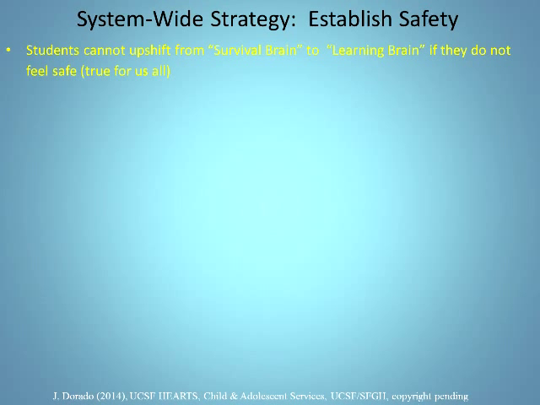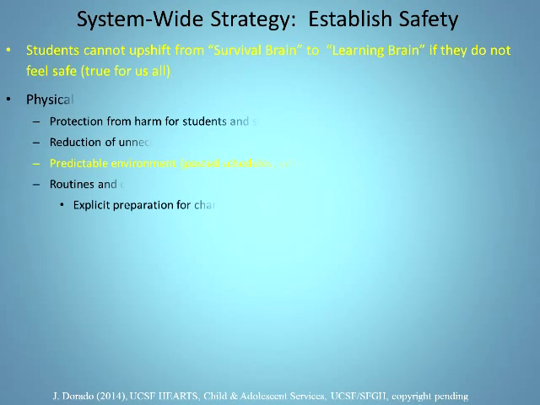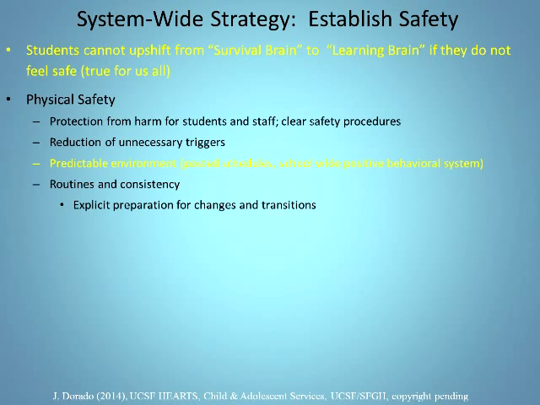So what we know is that students cannot upshift from survival brain to learning brain if they don't feel safe, and that's really true for all of us. So physical safety is around really protecting kids from harm. Jane mentioned bullying, those kinds of things, abuses of power need to be addressed. If a kid is being hurt at home, there needs to be ways to protect that kid. Clear safety procedures that everybody knows if there's some sort of lockdown, a reduction of unnecessary triggers, and even something as simple as keeping posted schedules, having a school-wide positive behavior support system so that the environment is predictable, not just in kindergarten, but all the way through high school. Because those kinds of routines and consistency and then explicit preparation for changes in transition help everyone in the building feel more safe and that it's a stable environment.